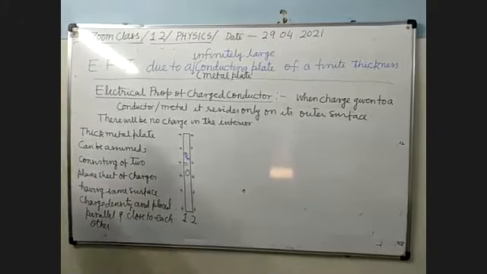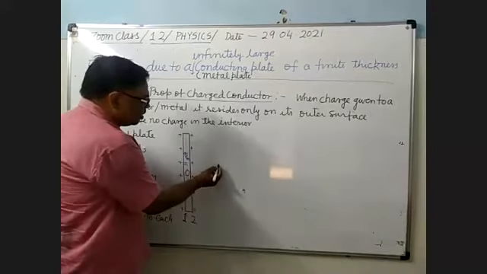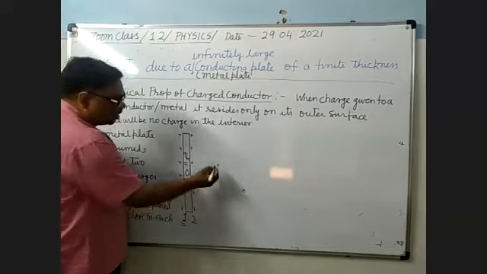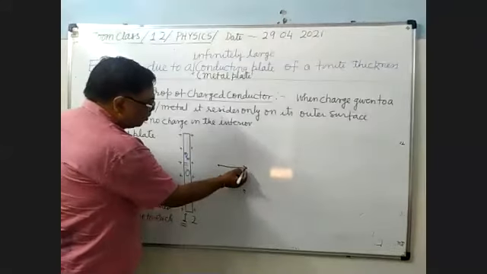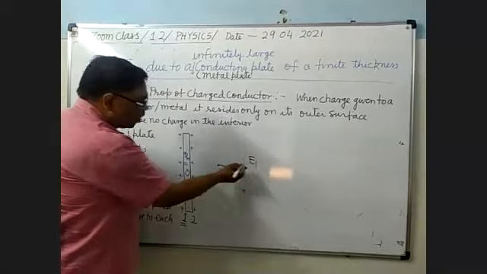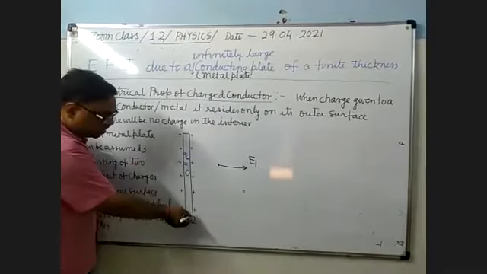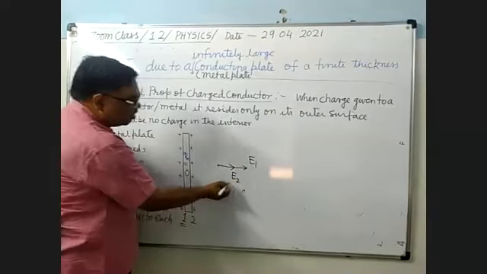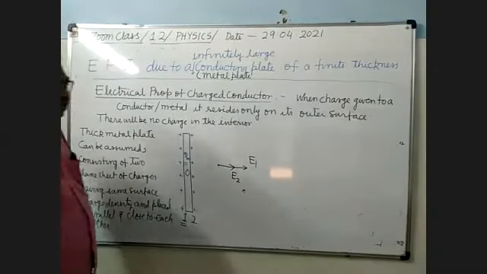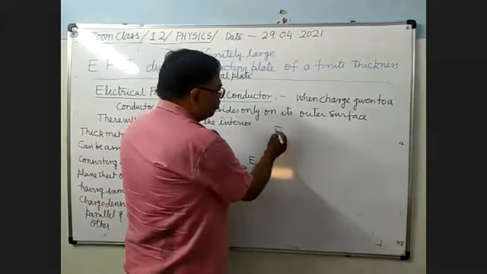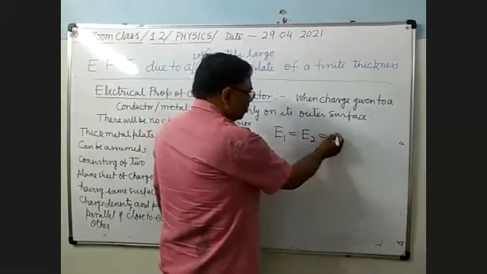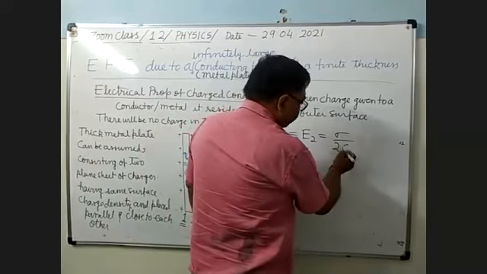Now if you take this point, what will be the electric intensity because of one? You can take E1. It will be away from the plate. What will be because of the second plate? It will be E2. As you know, E1 and E2 both will be sigma upon 2 epsilon naught.